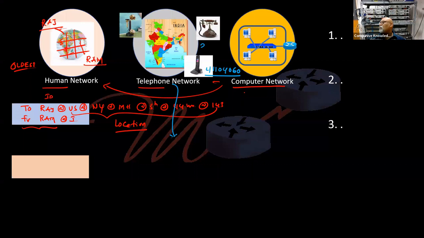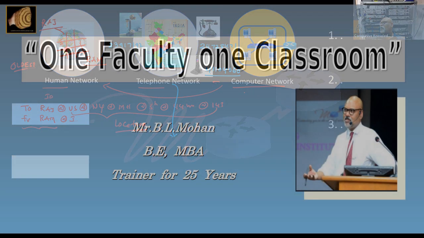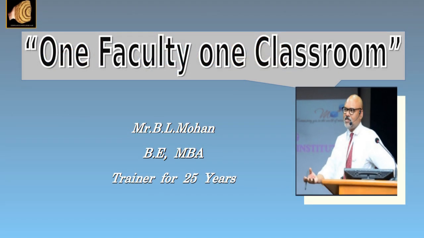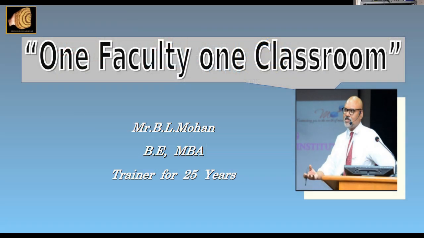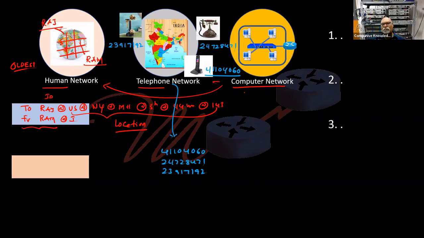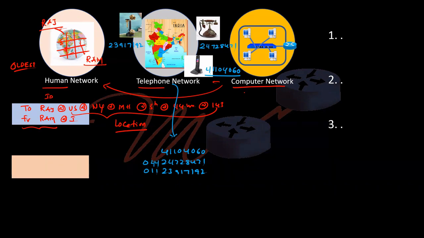I have a friend in Chennai whose phone number is, let's say, 24728471. I have a friend in Delhi whose phone number is 23917192. Sitting at this instrument, I'm at 41104060. If I dial 24728471 or 23917192, will I be able to reach them? So I have to dial this for Chennai, this for Delhi. Right? Are you understanding?